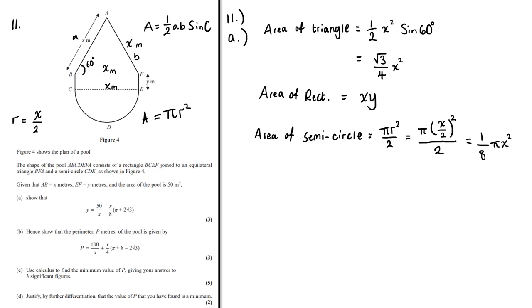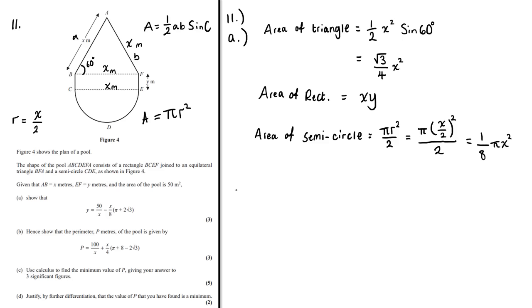And at this point here now, we've got everything we need to actually finish part A. So we've got the area of the triangle, area of the rectangle, and area of the semicircle. Like we just said, we know the area of the pool is 50 meters squared. So to get the area then, we just add all these parts together. So I'm going to take root 3 over 4 x squared plus xy and plus 1 over 8 pi x squared, and just add all of these together.